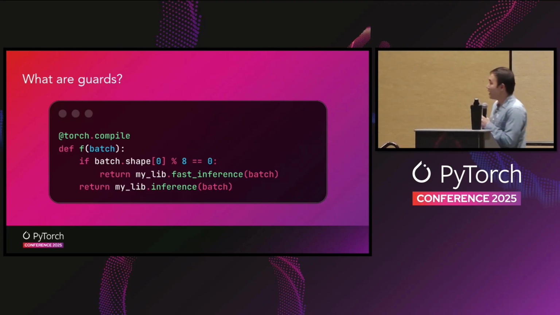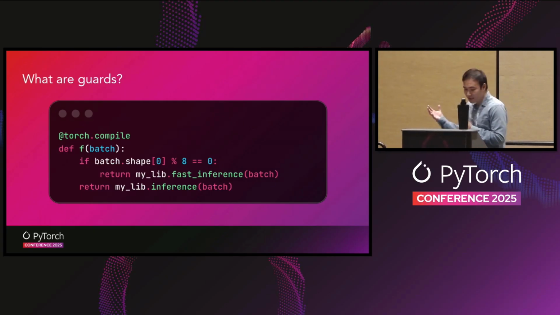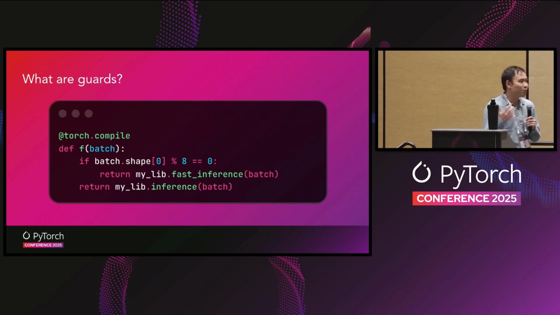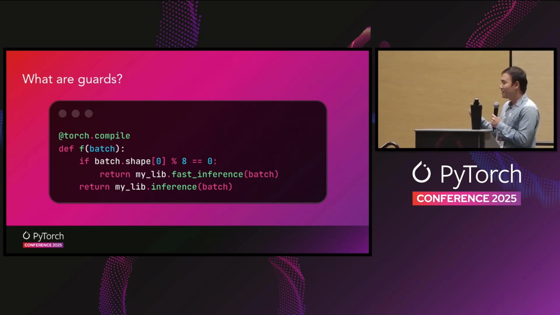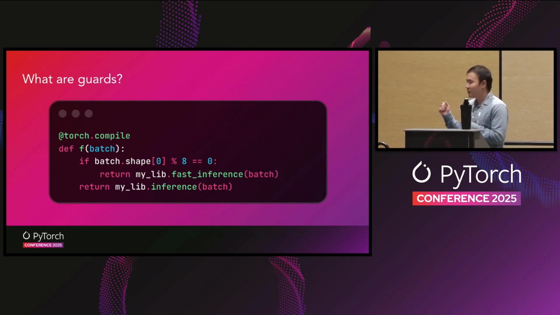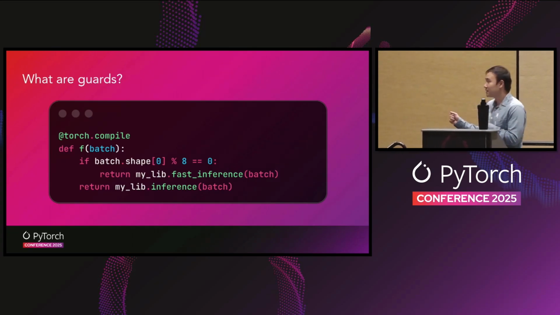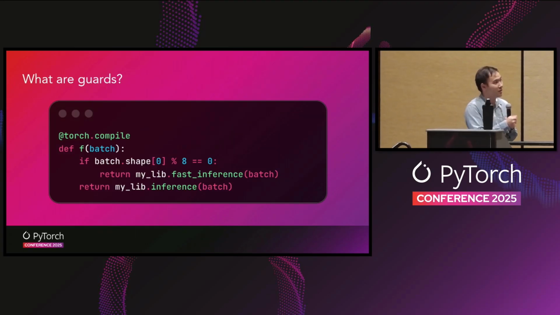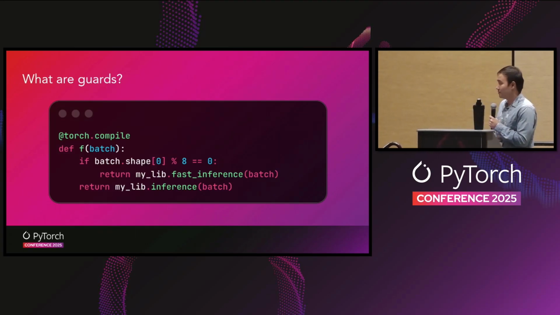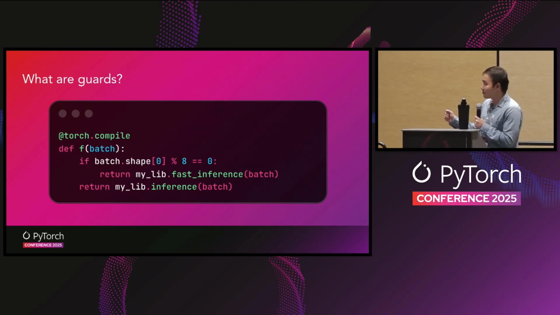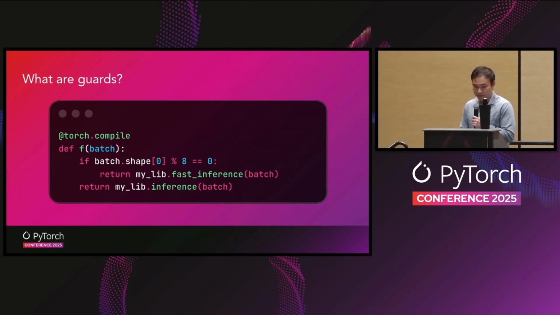Okay. And now, what are guards? To understand guards, let's imagine we hire a really excellent intern for our LLM service, and they came up with a really good algorithm that makes our inference much, much faster. But it only works if the batch size is divisible by 8. A reasonable way to implement this would be to update your inference function with a conditional: if the batch size is divisible by 8, then I will use my intern's algorithm. Otherwise, I will use my normal algorithm.